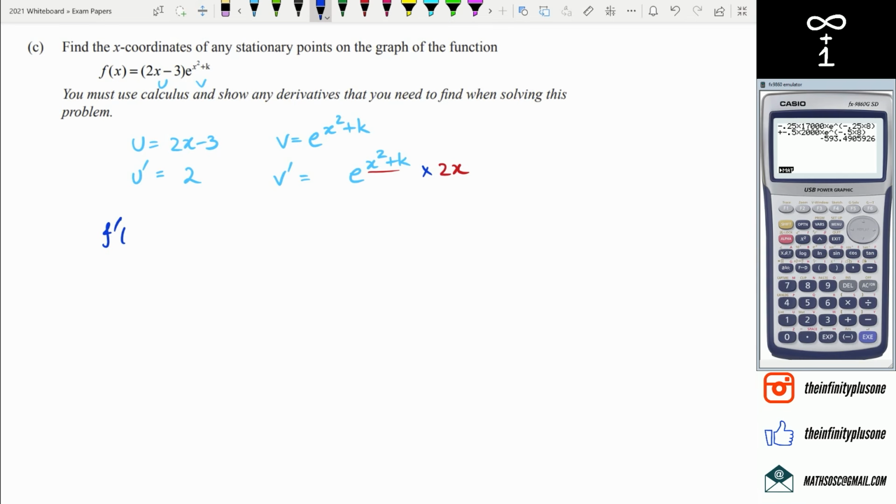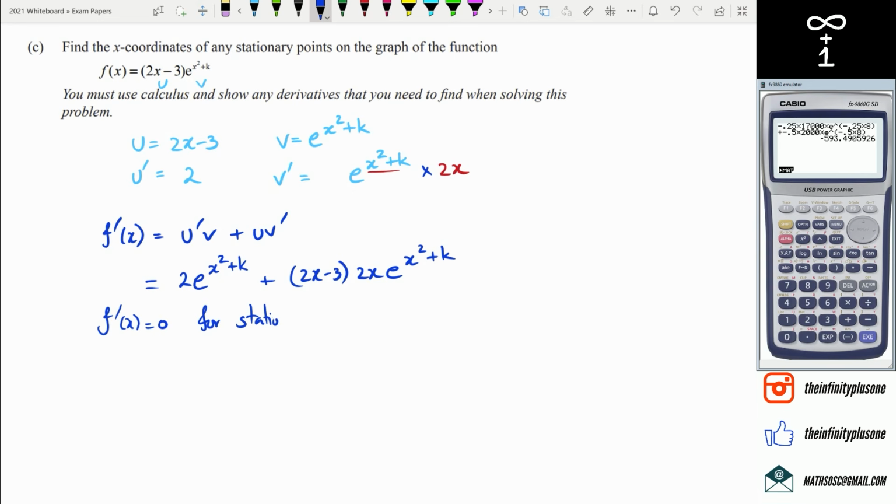Cool guys, so now I'm going to put this into f dash of x, which means I've got u dash v plus u v dash. So u dash v is 2 e to the power of x squared plus k, plus u, which is 2x minus 3, multiplied by 2x e to the power of x squared plus k. Now I know that the gradient is equal to 0 for stationary, so I'm going to put that here: f dash of x equals 0 for a stationary point. Some people say you don't actually need to write this, but it's a good habit to keep for calculus.